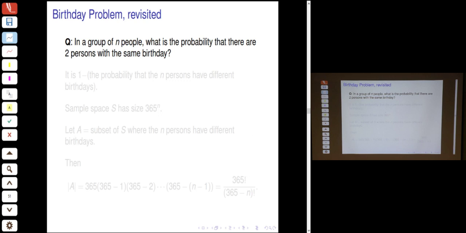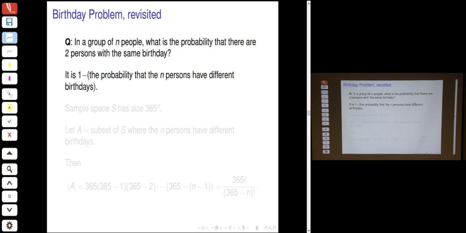So now we can look at the so-called motivating examples. Let's see the birthday problem. Let me remind you of the problem. In a group of n people, now here n equals 9, including me 10, so 10 people, what is the probability that there are 2 persons with the same birthday?